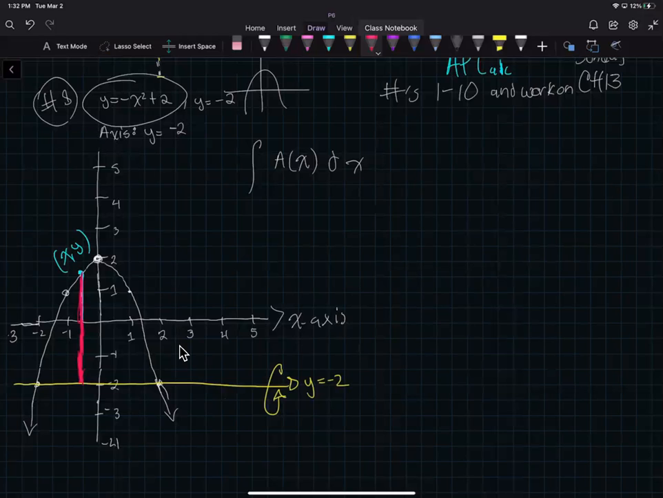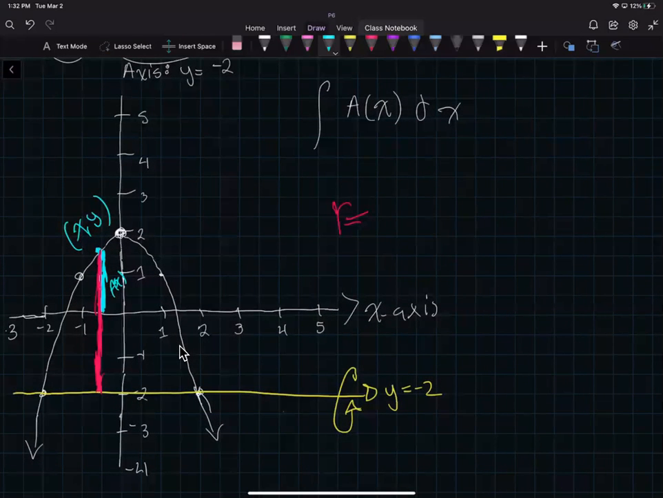Give me R in terms of f of x. All right, the answer to this is f of x plus 2, okay?